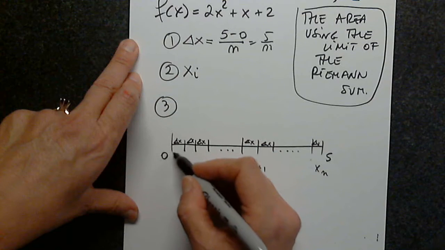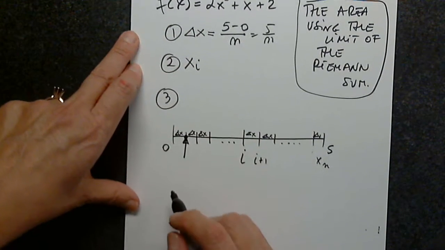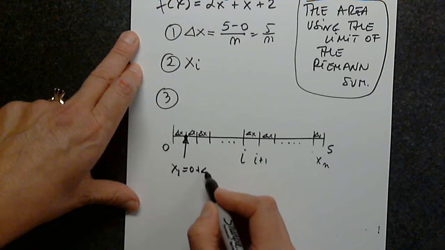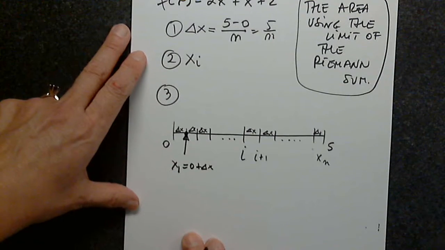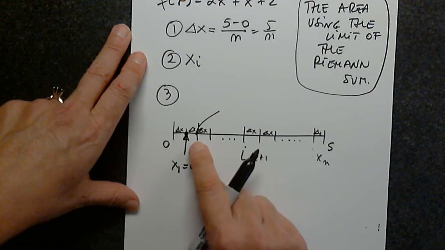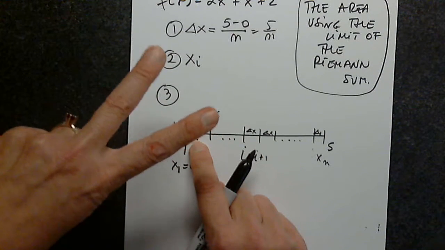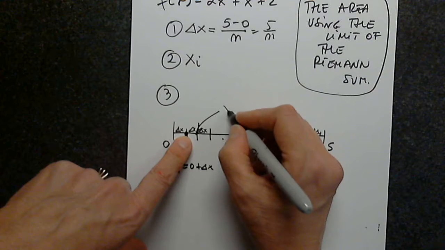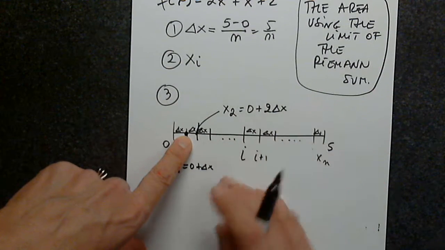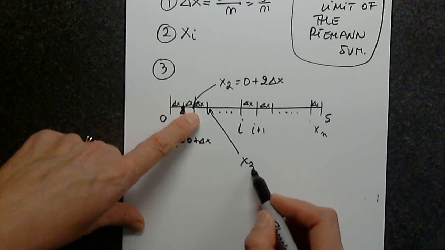Okay, so if this is 0, what is this point here? What is this x? Must be x1, which is 0 plus delta x. Can anyone give us the next x value? 0 plus delta x. So this is x2, which is 0 plus twice delta x. Okay. Can anyone give me the third one, which is x sub 3?